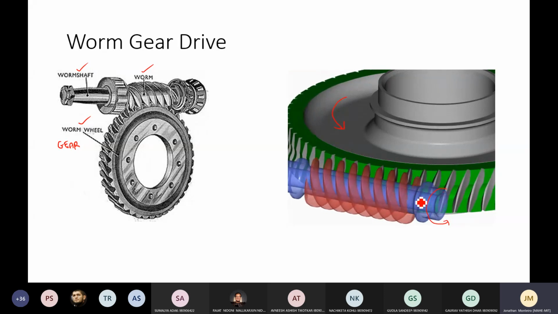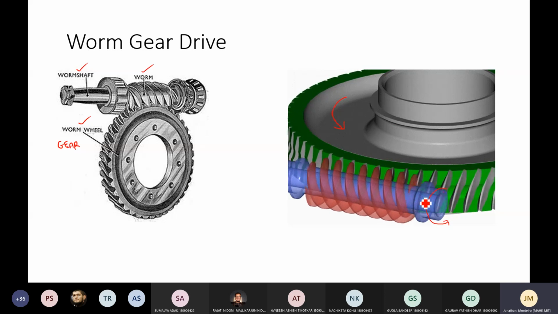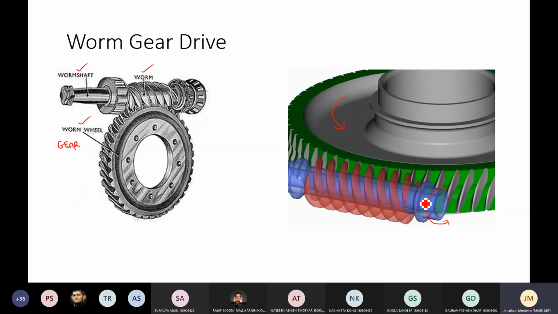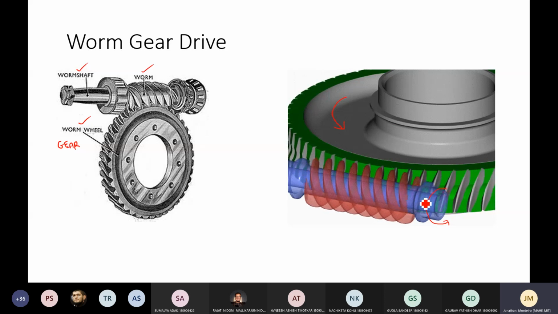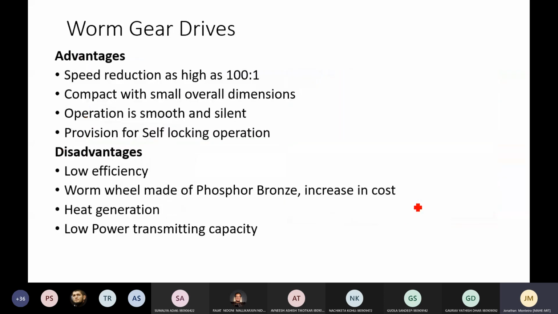Having said that, worm and worm wheel combinations are used very widely in most of our everyday applications. Your speedometer, odometer, everything will carry these worm and worm wheel combinations, but they are quite small, and since they are compact and packed inside the console itself, most people fail to notice this. Why would you say that worm and worm wheel combinations are there? The advantage is the speed reduction. We'll come to the advantages now. Speed reduction as high as 100:1.